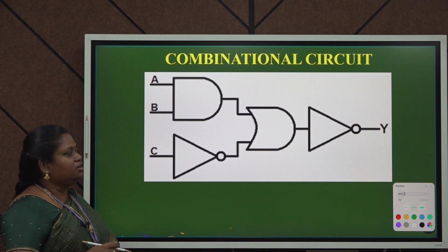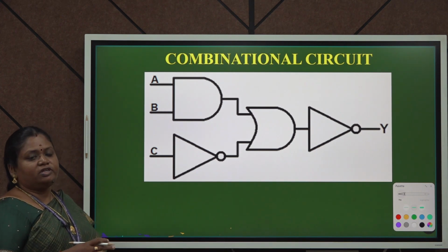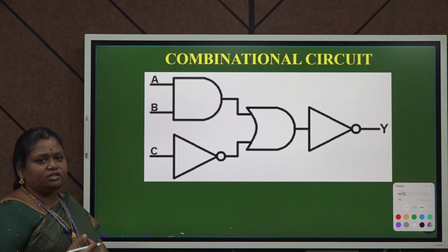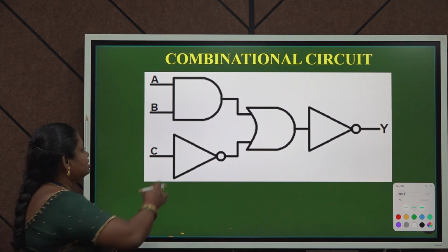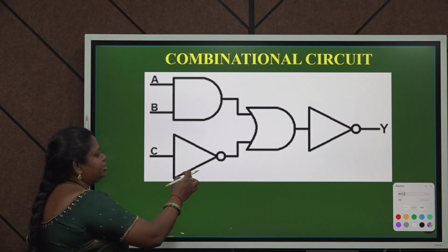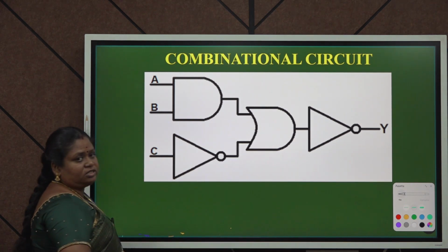Here I have taken a simple combinational circuit which consists of an AND gate, a NOT gate, and an OR gate followed by a NOT gate. In the previous part there was no interconnection between one gate and another, but here both the AND gate and the NOT gate are connected to one more gate, which is an OR gate.